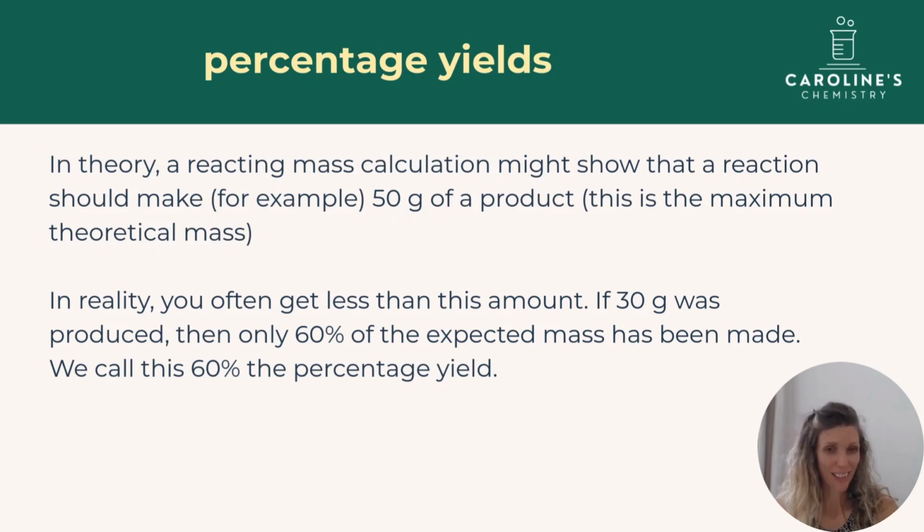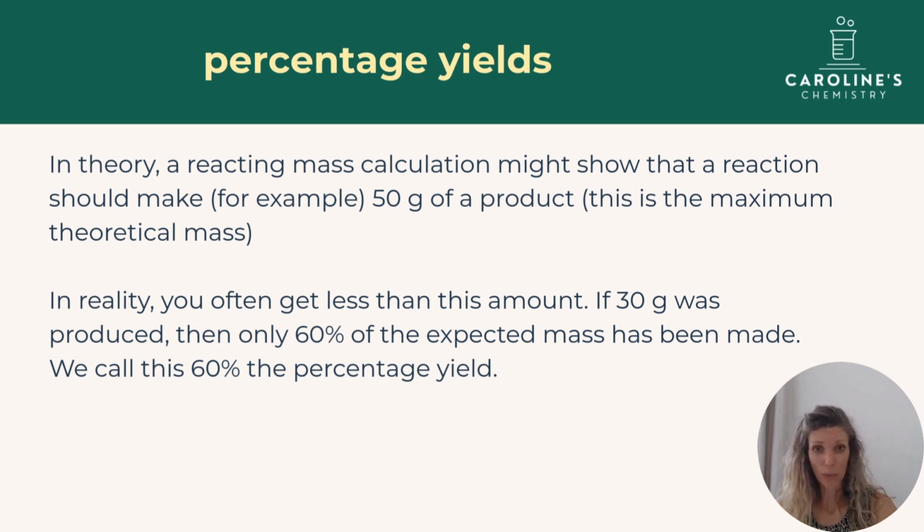So percentage yield, and I hate to break it to you, exists because we don't live in a perfect world. In a reacting mass calculation, we can show how much we should be making if the world was perfect. For example, 50 grams of product. Theoretically, if everything in the process went really, really well, there were no issues, no errors, and we'll talk about some of those later, then this is the amount that we should get.